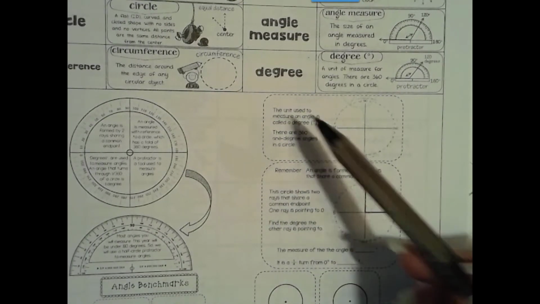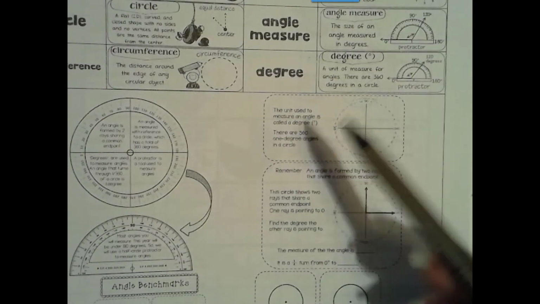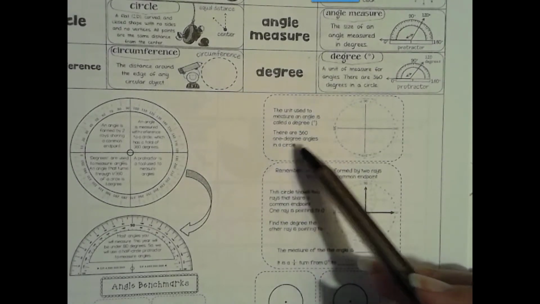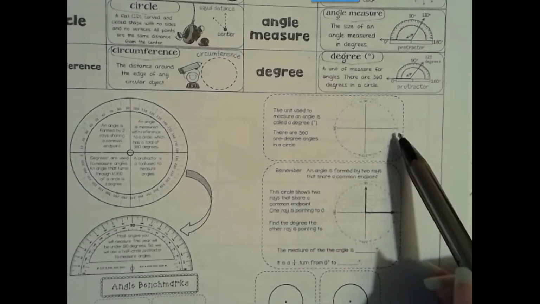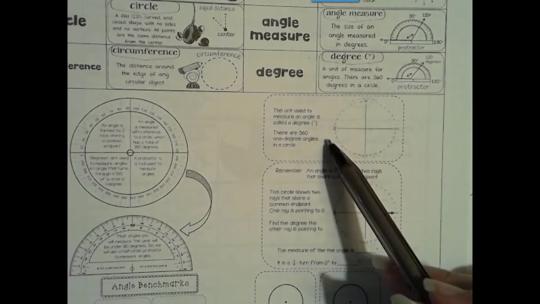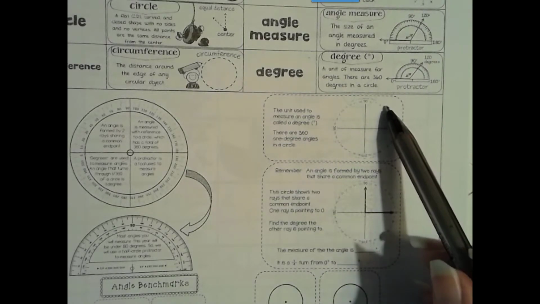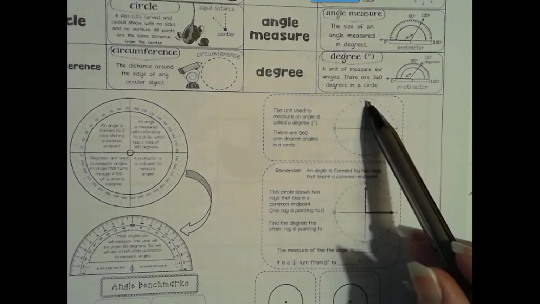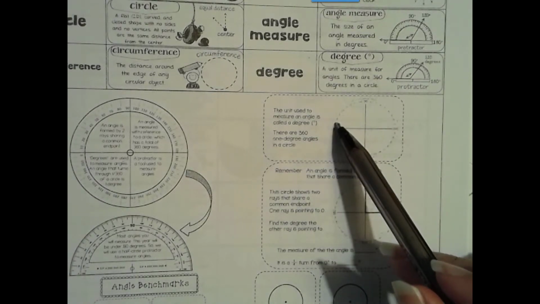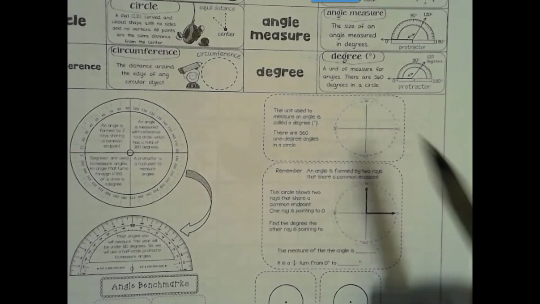Okay, up here. The unit used to measure an angle is called a degree. There are 360 degrees in a circle. So we start here, 0, and we actually go counterclockwise on this. So we go 0, counting by ones up to 90, counting by ones till we get to 180, 270, 360.